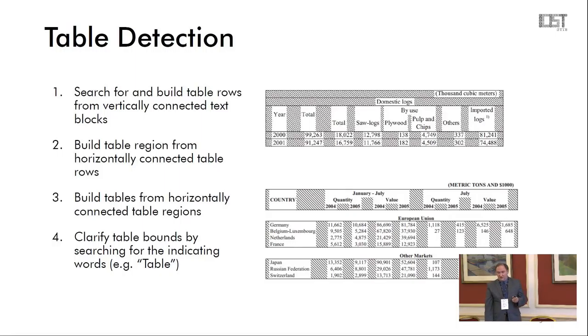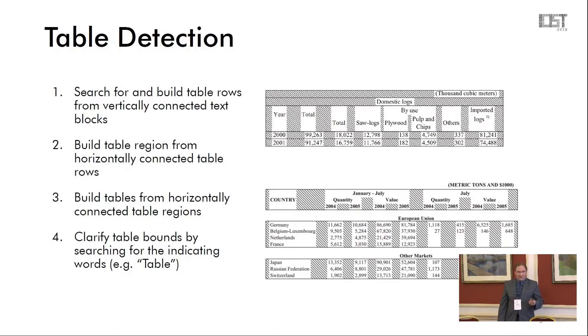We search for any built table rows from vertically connected textual blocks, and build table regions from horizontally connected table rows, and build tables from horizontally connected table regions.